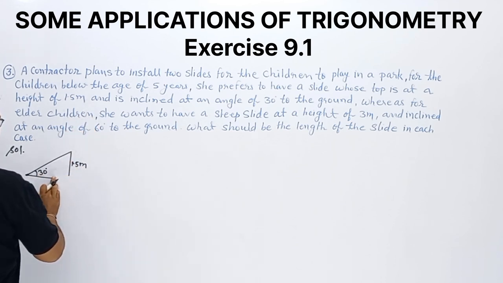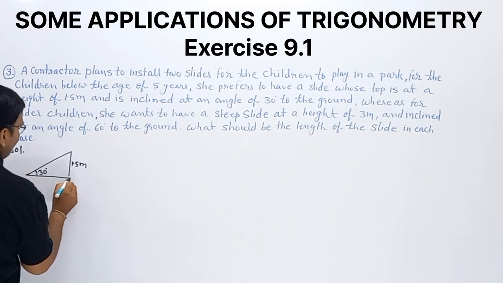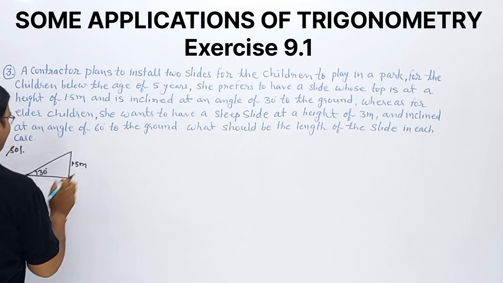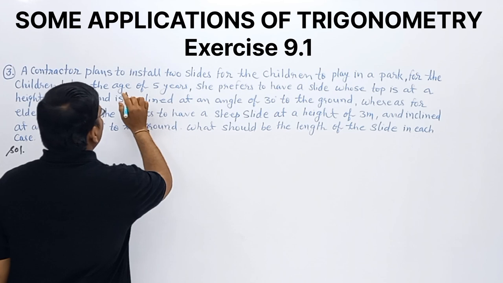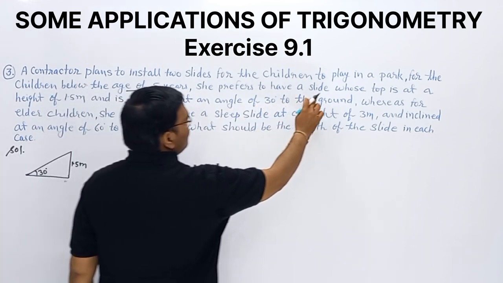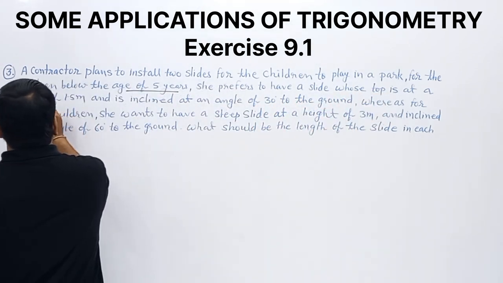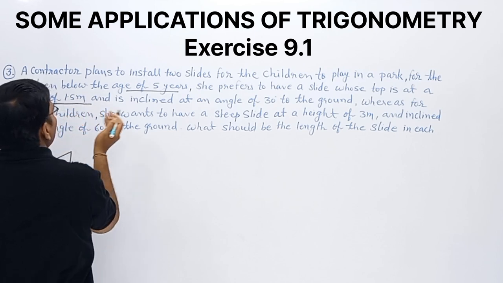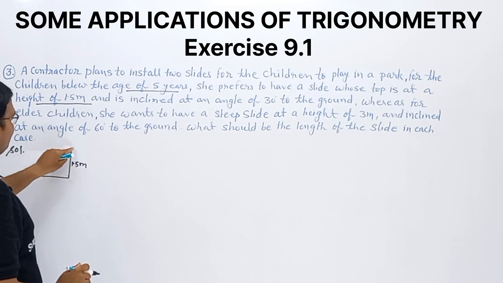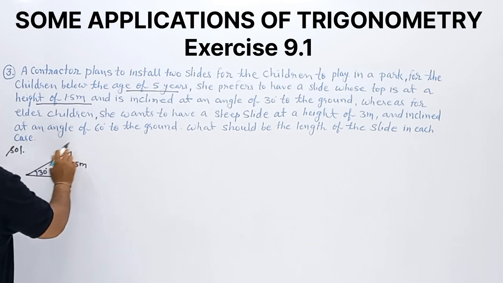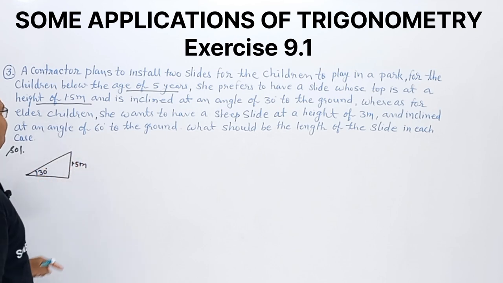So, we are having one slide and it is inclined at the angle given in the question. For the below 5 years age group children, the slide whose top is at the height of 1.5 meter. This is the slide. Its height from the ground will be 1.5 meter and it is inclined at the angle of 30 degree. Clear?